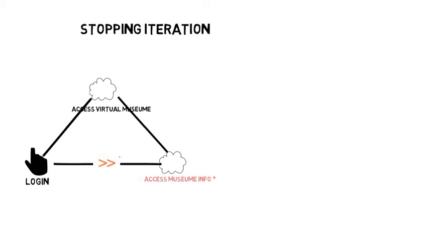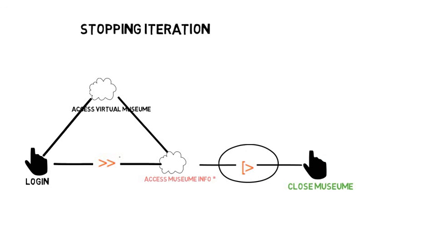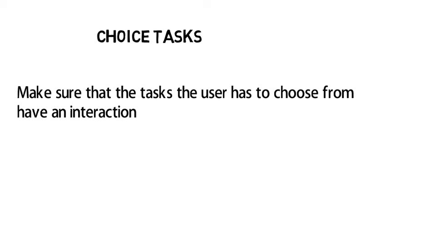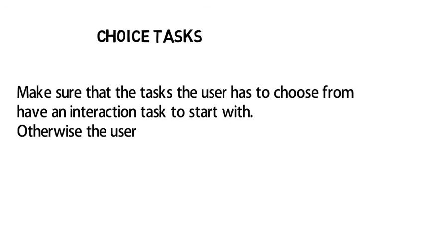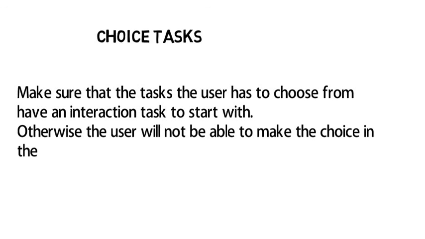If we have an iteration in a subtask like in this example, when this task is over, it will repeat itself, and the iteration will never stop. To solve this problem, we will add an interaction task to disable the iteration in the subtask. The final special case is for choice tasks, where we have to make sure that the tasks the user has to choose from have an interaction task to start with. Otherwise, the user will not be able to make the choice in the user interface.